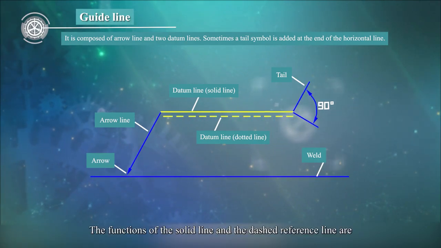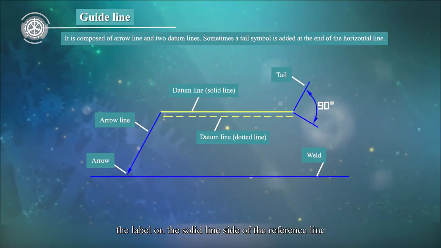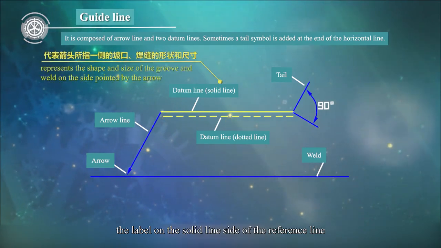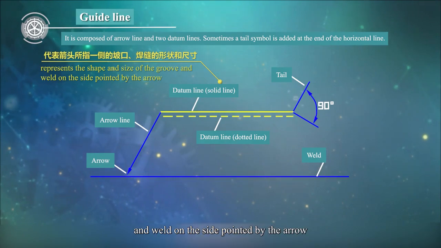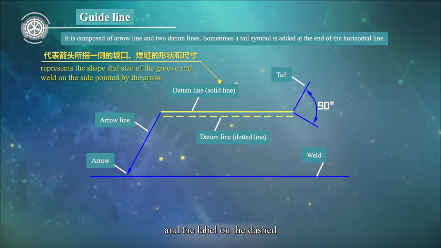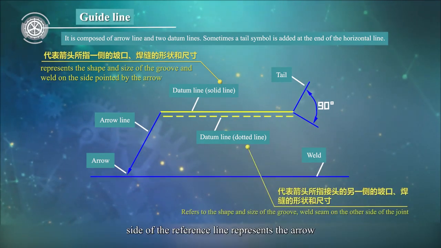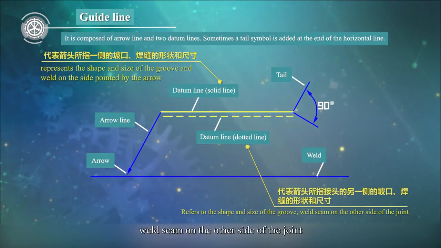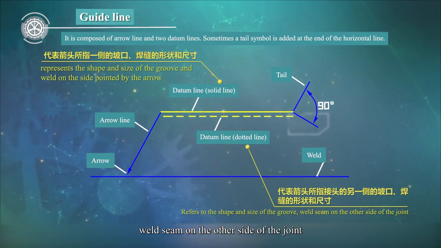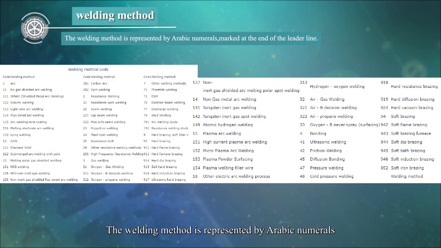How about their functions? The label on the solid line side of the reference line represents the shape and size of the groove and weld on the arrow-pointed side, and the label on the dash side of the reference line refers to the shape and size of the groove and weld seam on the other side. The welding method is marked by Arabic numerals at the end of the leader line. Here are some common welding method codes.